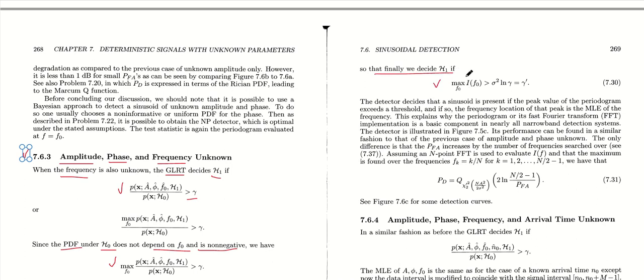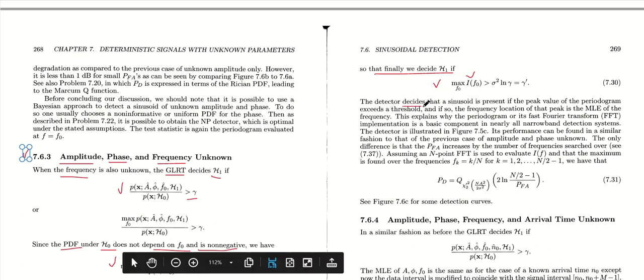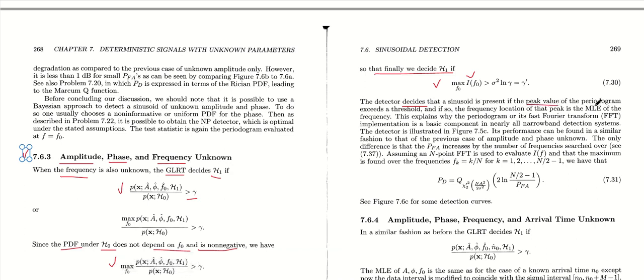And this is again as defined by the previous equation as the I of F0, which is the periodogram, or you think of it as a function. Either way is fine. Okay, so the detector decides that a sinusoid is present if the peak value of the periodogram exceeds the threshold. And if so, the frequency location of that peak is the MLE. Okay, so it's two things done in one formula, right?